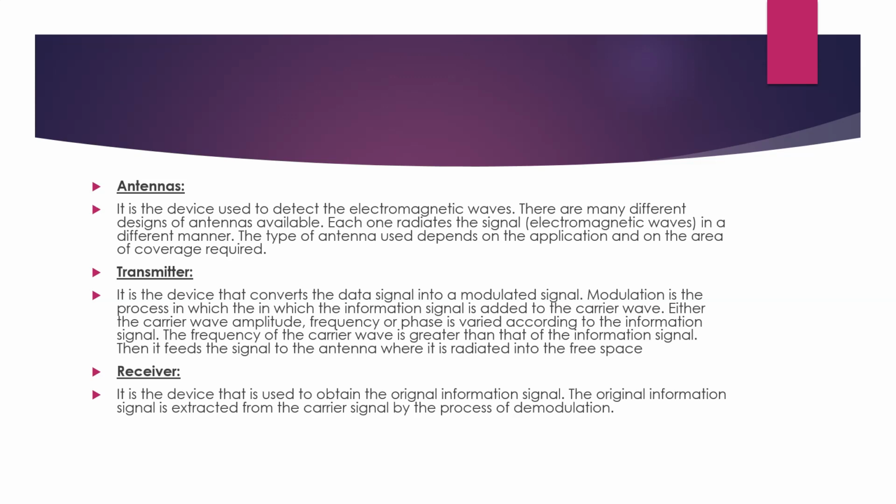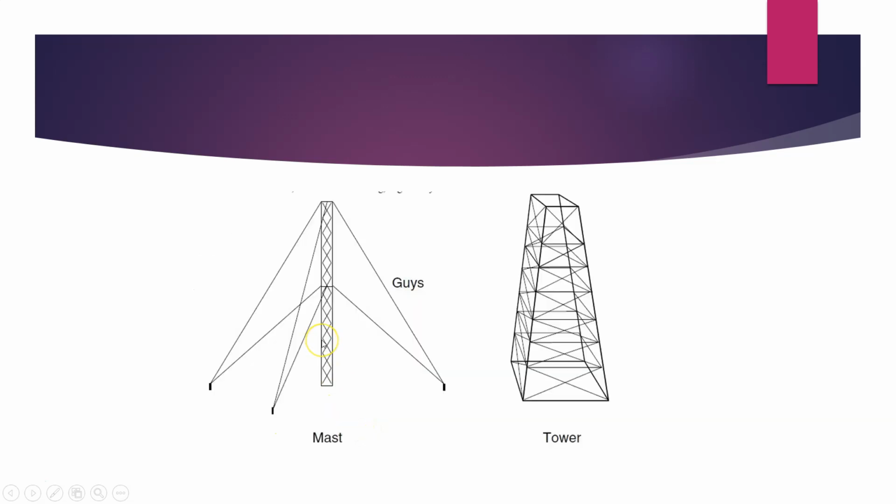Receiver. The transmitter converts the data signal into a modulated signal. What the receiver does is convert the modulated signal that has been obtained back into the data signal. That is the device that obtains the original information signal. The original information signal is extracted from the carrier signal by the process of demodulation.